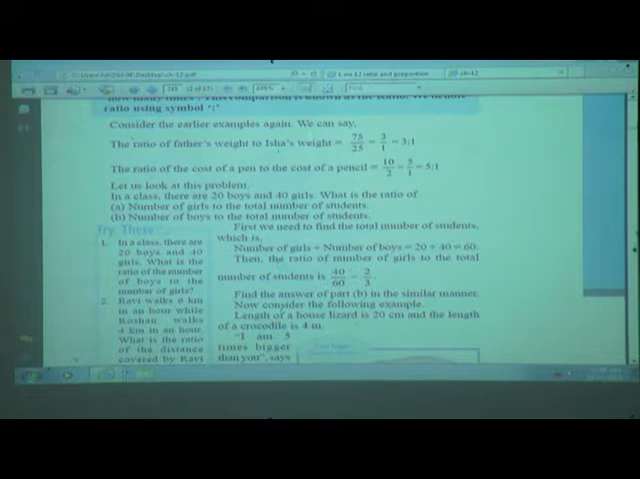So the ratio of the number of girls to the total number of students. How many girls are there? 40. And the total number of students we got here is 60. So 40 by 60. 0 0 cut, 2 3s are 6, 2 2s are 4. So we have 2 by 3. Thus we can say the number of girls to the total number of students is equal to 2 by 3.